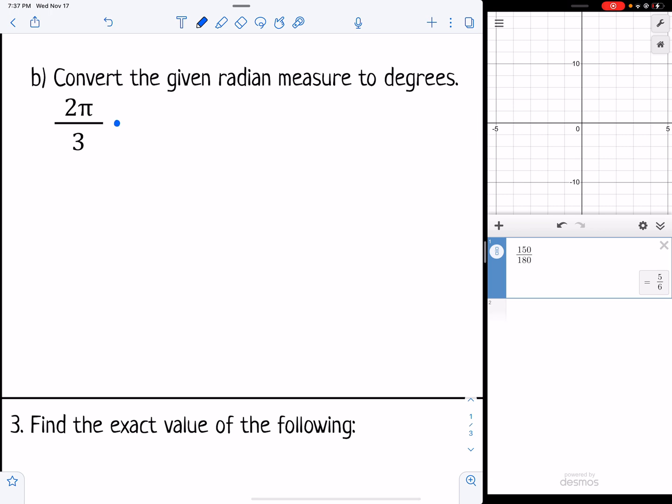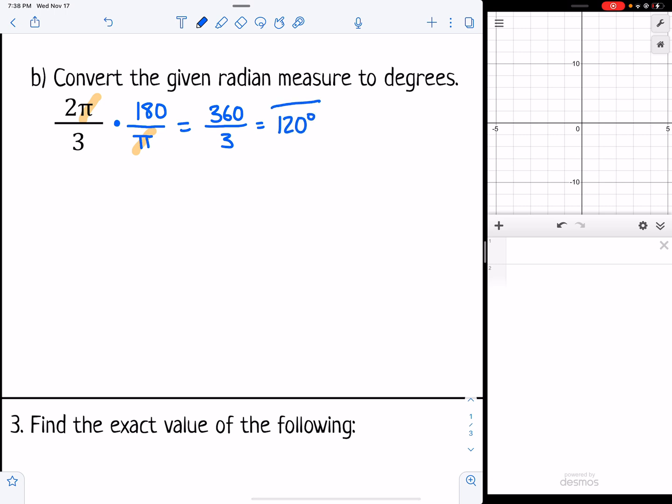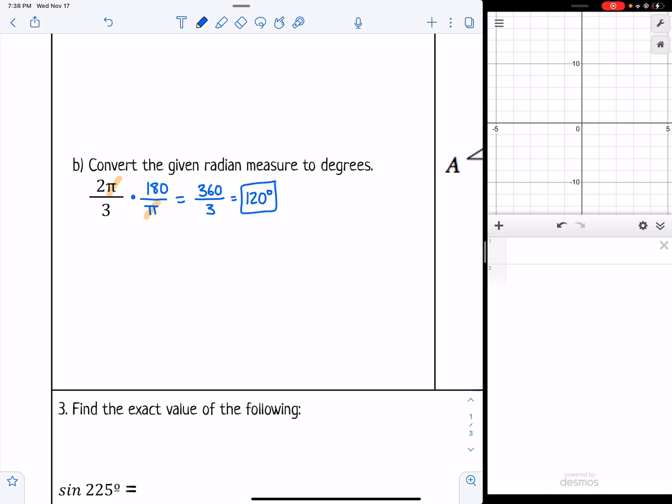So to convert from radians to degrees, you want to get rid of the pi. So put it diagonal from the one that you see, or put it in the denominator if you're going from radians to degrees. So then I can tell that these would cancel out. Now I have 2 times 180 in my numerator, which would be 360. 3 is still in the denominator. And then 360 divided by 3 would be 120 degrees. So that is it for number 1.